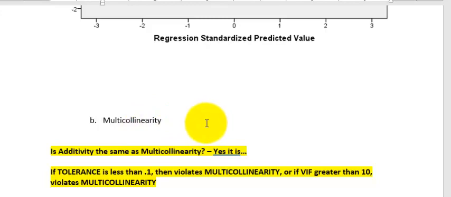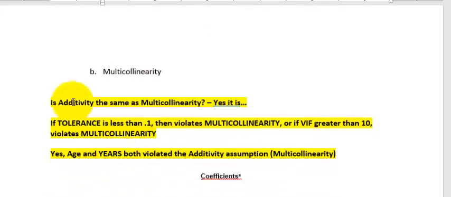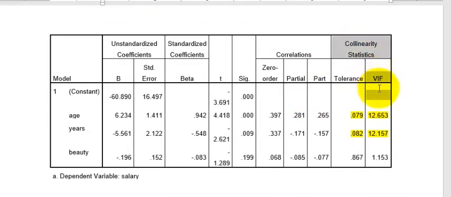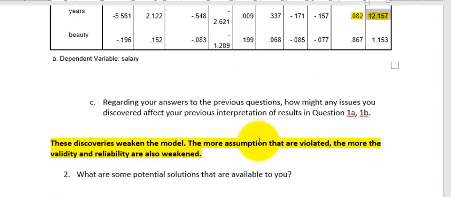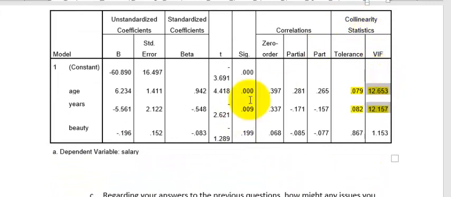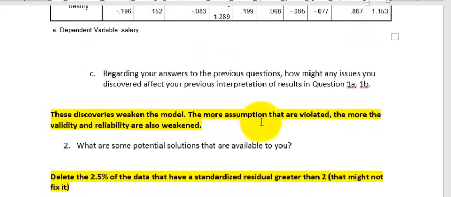So multicollinearity, this thing violates the assumption of multicollinearity, or what he calls additivity. And we look at the collinearity stats for that, either the tolerance or the VIF. And yes, violated them both here and violated them both here, so they're violated. These discoveries, especially multicollinearity or additivity, weaken this model. The more assumptions that are violated, the more your validity and reliability are weakened. The air is getting let out of it, like a flat tire.